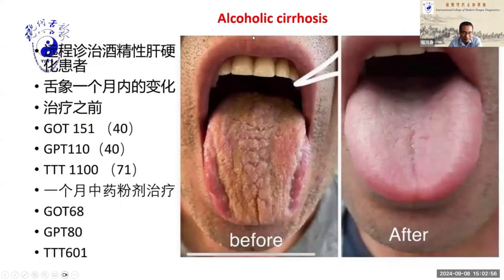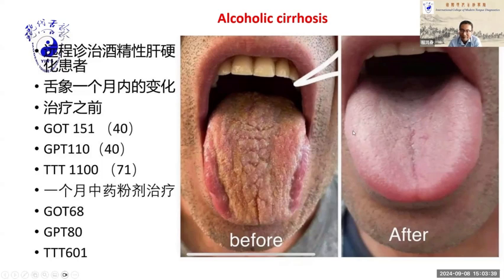This is just to show the tongue change, and many times the patient's tongue changes. Maybe you can't believe. Like this patient is from Bulgaria. I didn't see the patient. His doctor sent his picture to me and the laboratory result. This is alcoholic cirrhosis. This patient had stopped work, back home, just waiting to die. Then his doctor sent the picture to me. I said, okay, I just gave the herbal tea treatment.